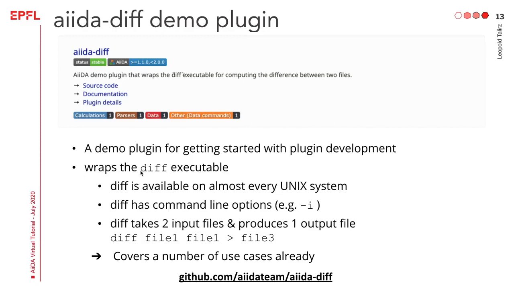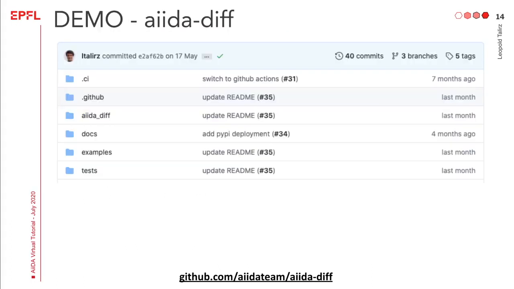And why did we choose diff? Because it's available on almost every Unix system by default. It already has command line options, for example, for case insensitivity, and it takes two input files and it produces one output file. So many other simulation codes have to be called in a similar way, and so by modifying this plugin, you can already cover a large number of use cases. Let's have a very quick look at how some of this works in action.